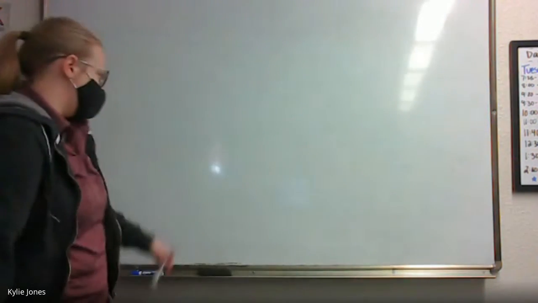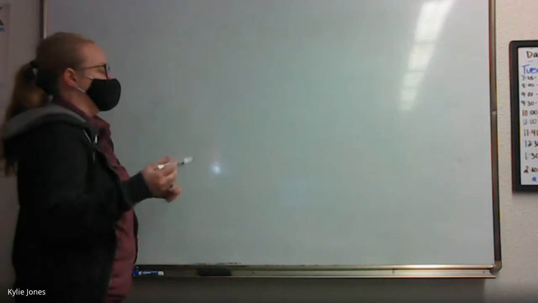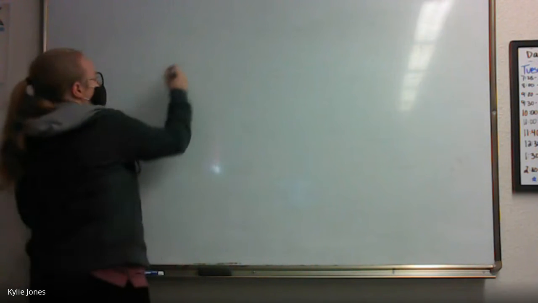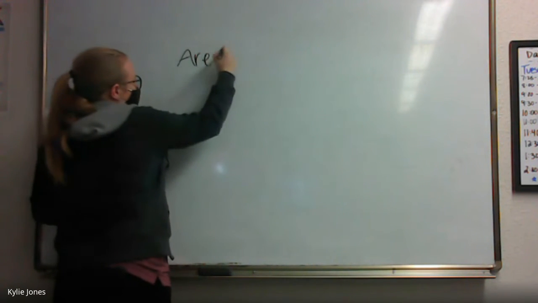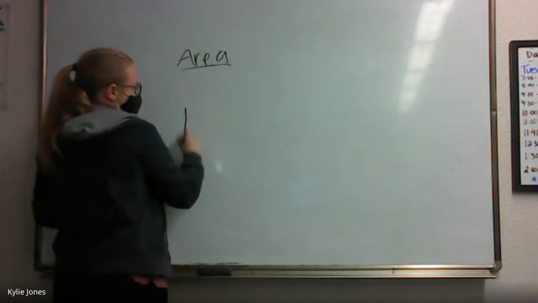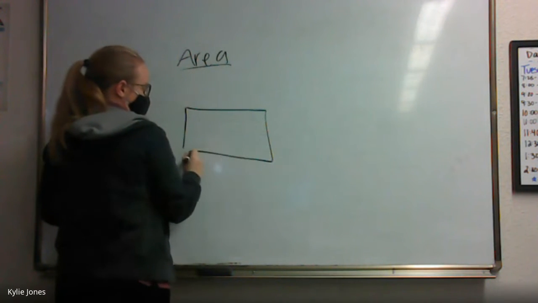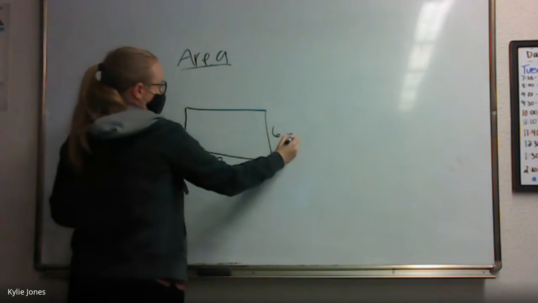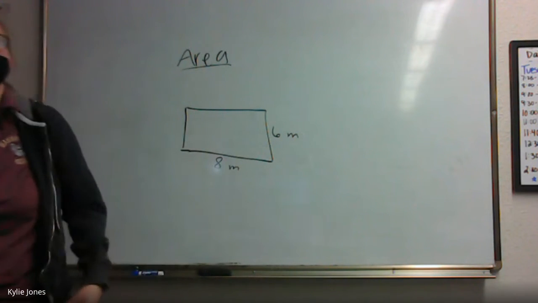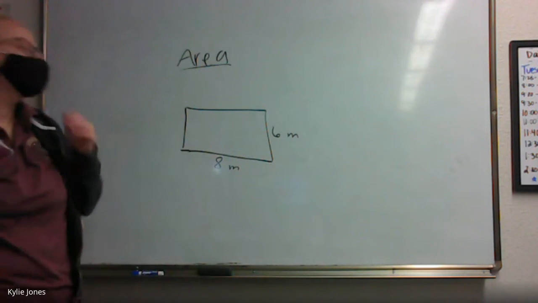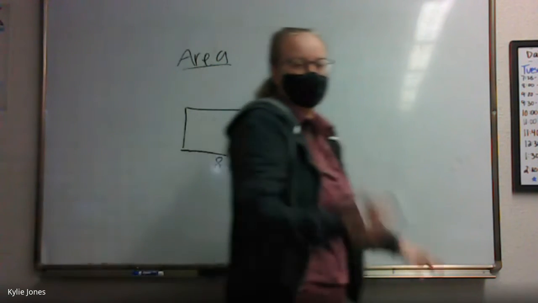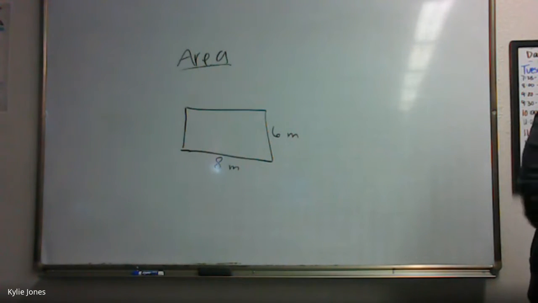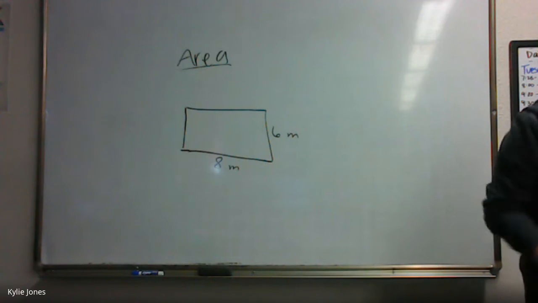So let's start with some practice on the whiteboard. Let's start with area. Okay, so find the area of this shape. 8 meters, 6 meters. Find the area of that. We've been doing this for about a week now. I'm not going to give you any formulas. Just try that. Find the area, please. If you're done, sit tight. Give it a minute.